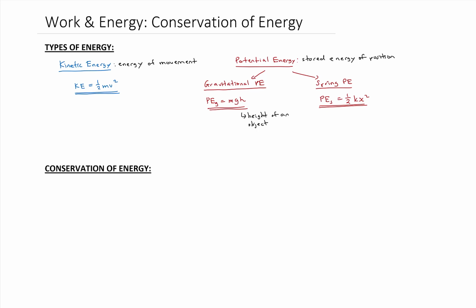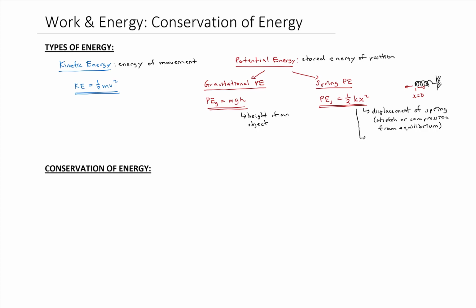When we look at spring potential energy, we have K and X, so we have X being the displacement of the spring. So either it's stretched or compressed from equilibrium. And by that, I mean we have a spring, and let's say this is its equilibrium position. So if it goes this way or that way, it could be positive or negative depending on your coordinate system.